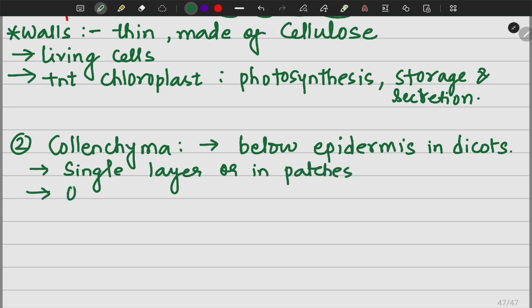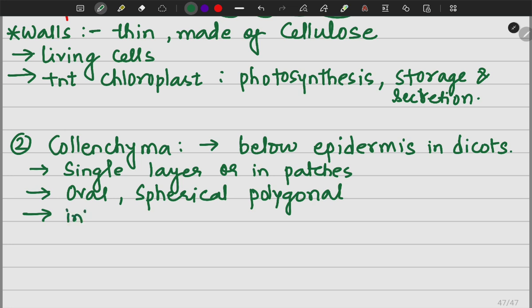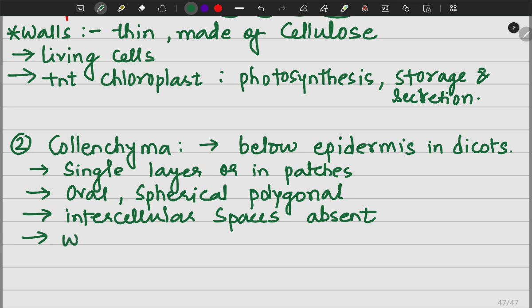The shape could be oval, spherical, or polygonal. Intercellular spaces are absent in these cells. In parenchyma, we studied that intercellular spaces may or may not be present. Mostly they are present. But in collenchyma, intercellular spaces will be absent. So these cells are closely packed. Also, the walls of collenchyma are thick.